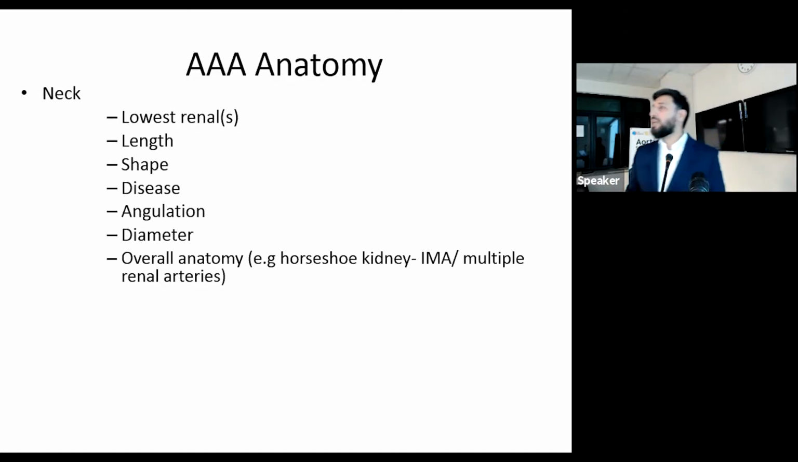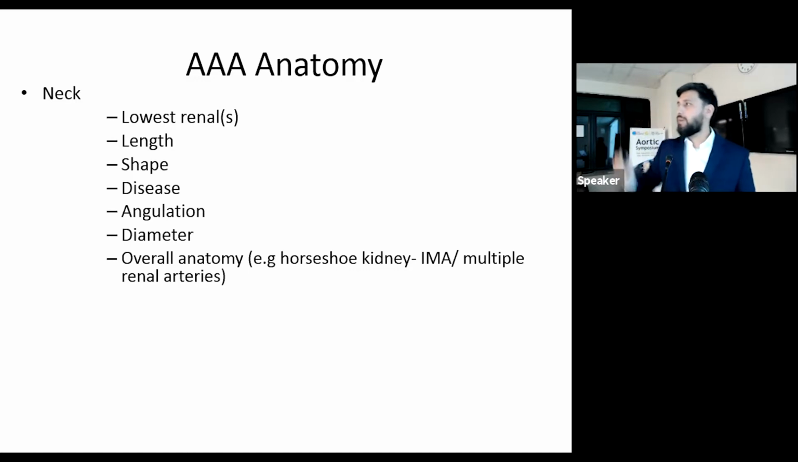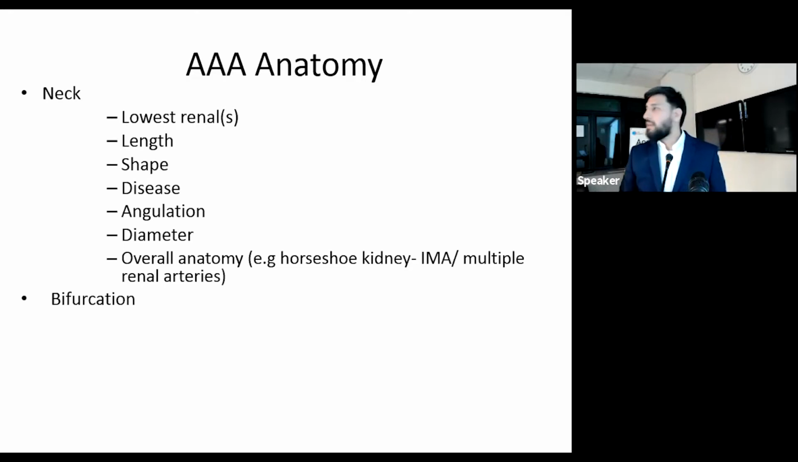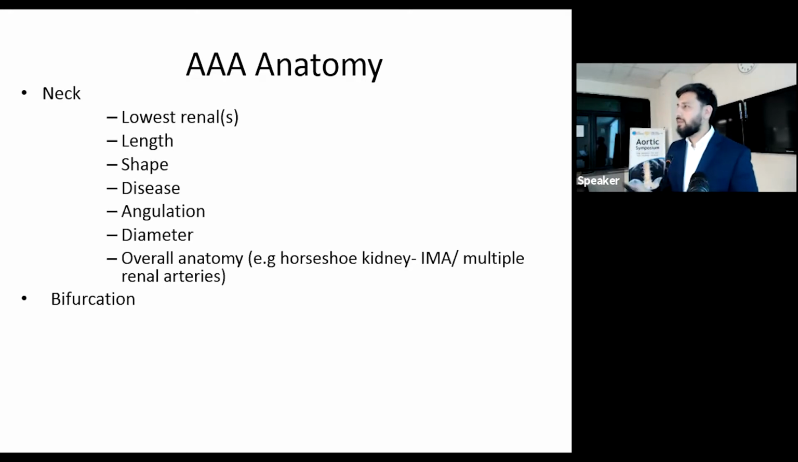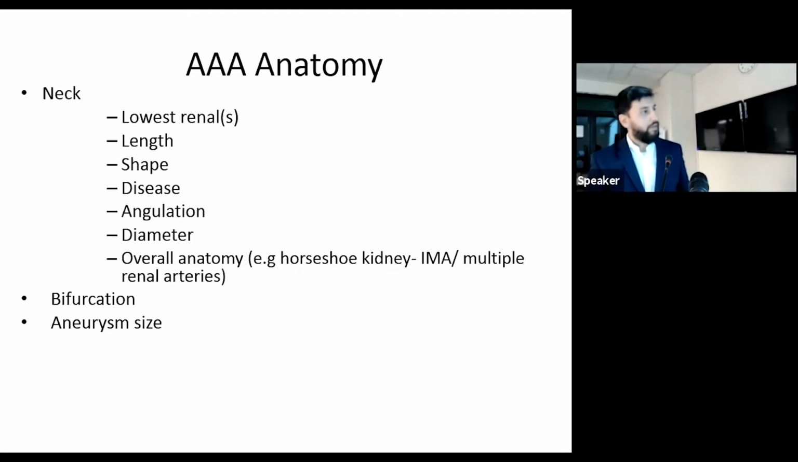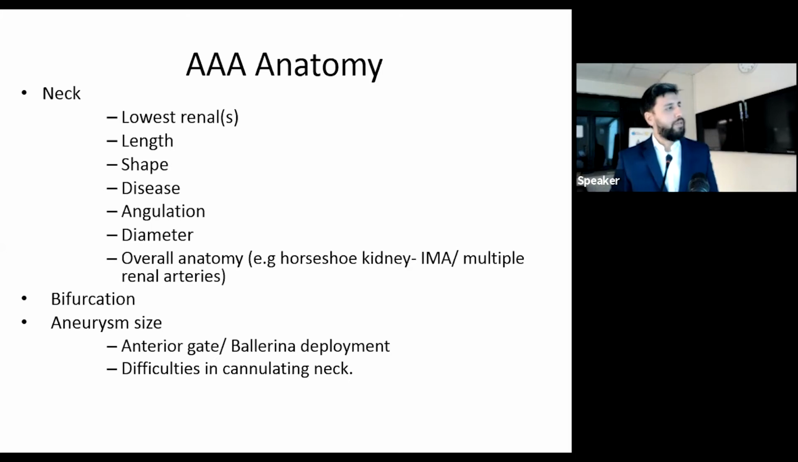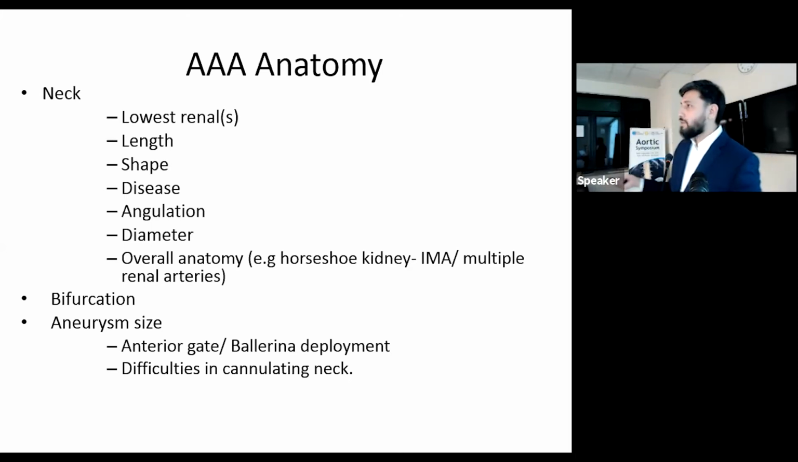So things like a horseshoe kidney could mean that the IMA is coming right up off the neck of the aneurysm. And we've already talked about multiple renal arteries. The aortic bifurcation is important, because if the aortic bifurcation is extremely tight, then you may not be able to put in a bifurcated device. You may not be able to put in 2 limbs. And in that sort of situation, you might need to put in an aorto uniiliac device, or think of some other options. And the aneurysm size, of course, is important. It's important to decide which aneurysms to treat, but it's also important to plan your actual aneurysm repair.